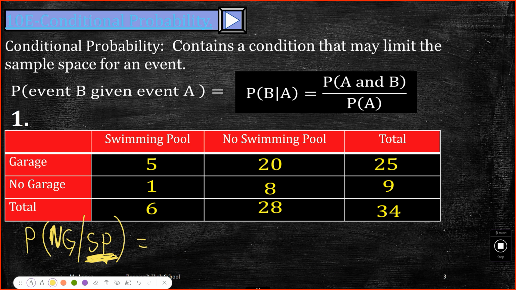How can you want no garage and you want a swimming pool? Okay. All right. So who got the answer off of that data? What is it over there? 1 over 6. All right. So now let me see what you did.